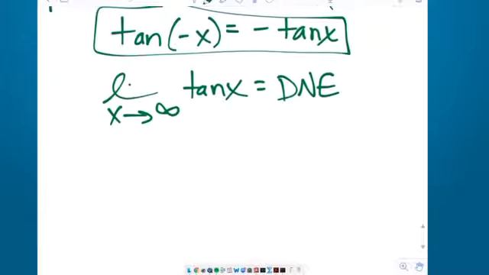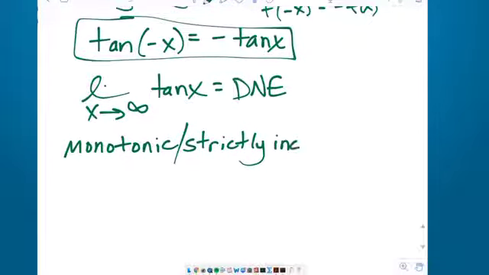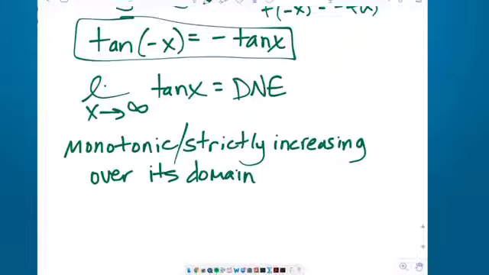So for a function that does that, we say that it is monotonic. Or we sometimes use the word strictly. Monotonic, or strictly, in this case, increasing over its domain, which we've already established what that is. So wherever this graph exists, from left to right, it's doing one thing and one thing only. It's going uphill. So we say it's monotonic increasing or strictly increasing. They're interchangeable over its domain.